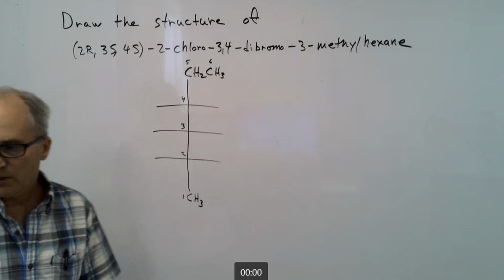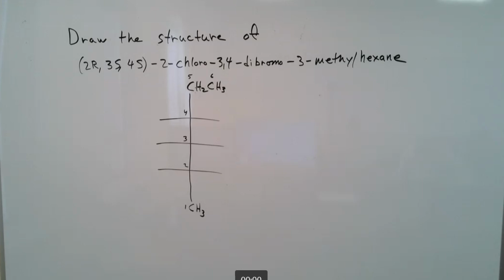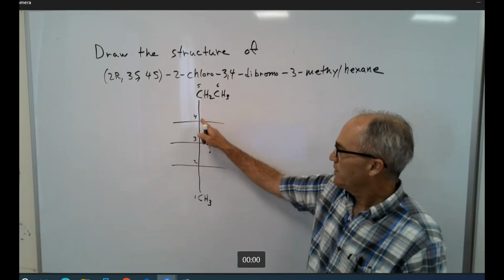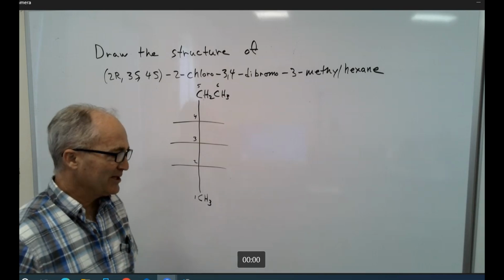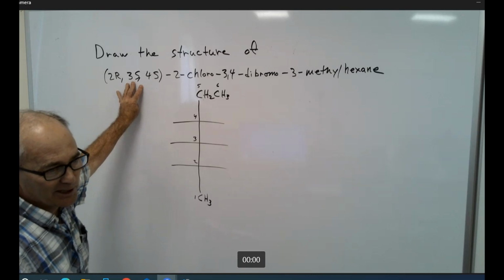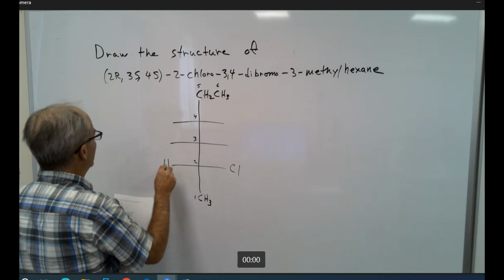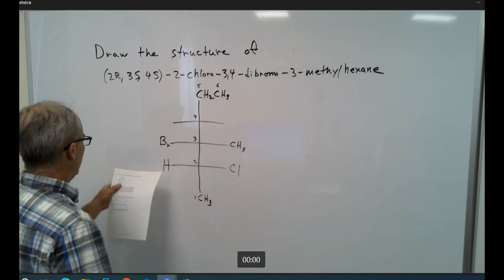So how many asymmetric carbons do we have? 3. Yeah, we have 3. 1, 2, 3, and this is how we number the chain. We come to a substituent at carbon number 2. There's one at 3 and one at 4. So here's an idea. Let's just put in the substituents and then see how close we get. How about that? We have a 2-chloro, so that's presumably a hydrogen, 3-methyl, and then a bromine.